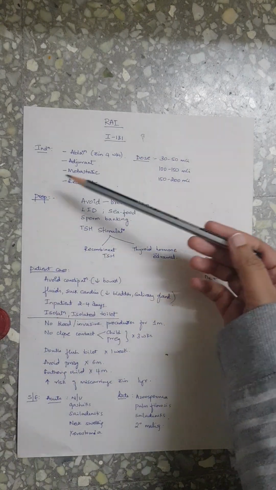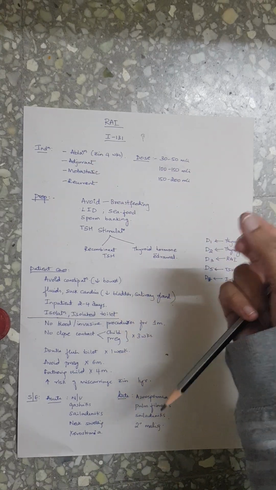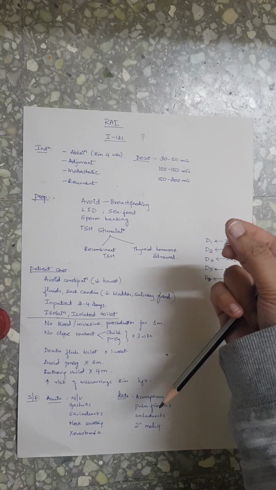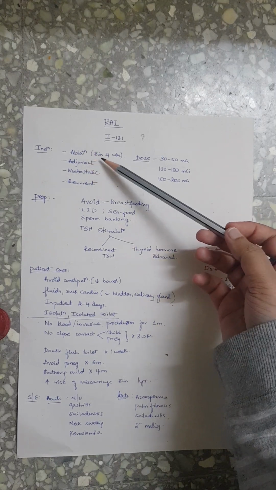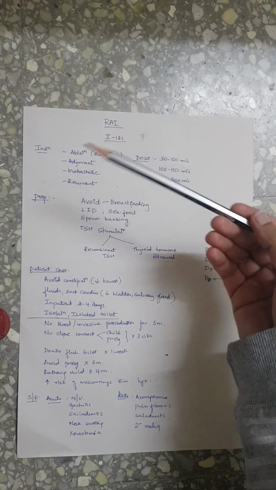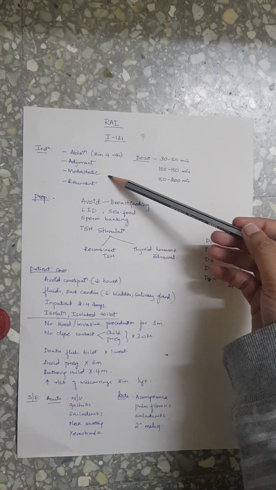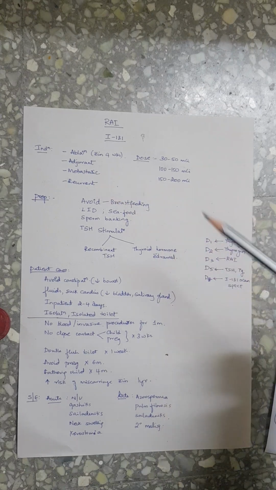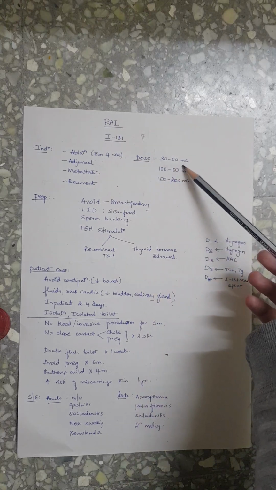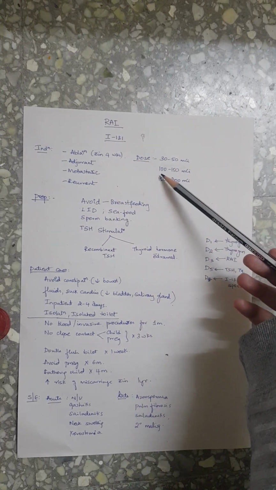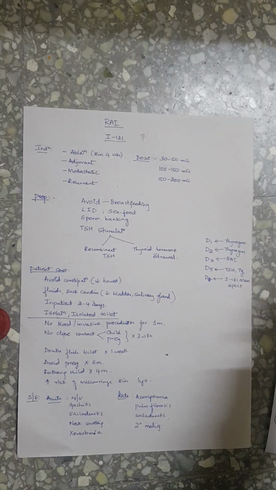Now the indication is ablation of the remnant normal thyroid tissue, which you have to ablate within 4 weeks after the total thyroidectomy. Other indications are adjuvant treatment, metastatic cases, and recurrent cases. The dose given for ablation is 30 to 50 millicurie, 100 to 150 is for adjuvant, and metastatic is 150 to 200 millicurie.